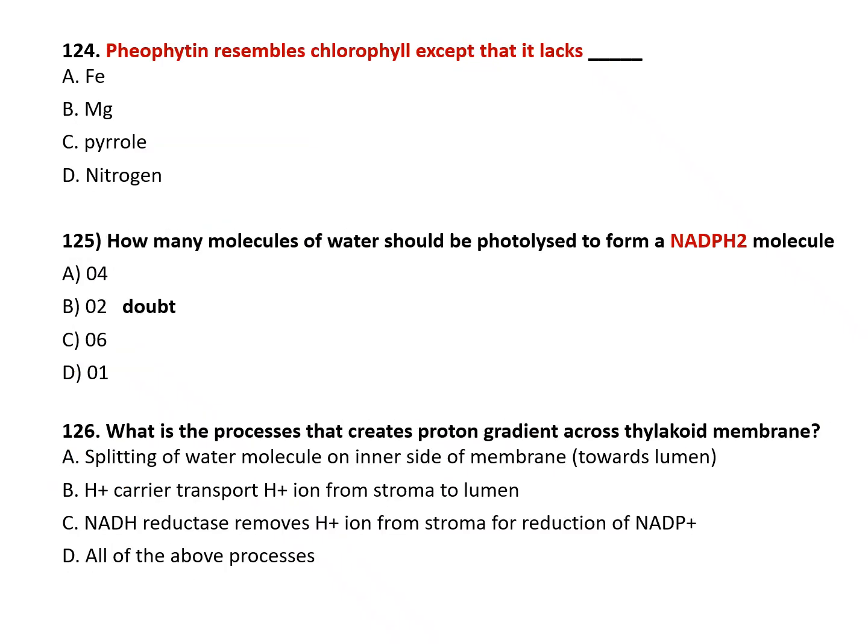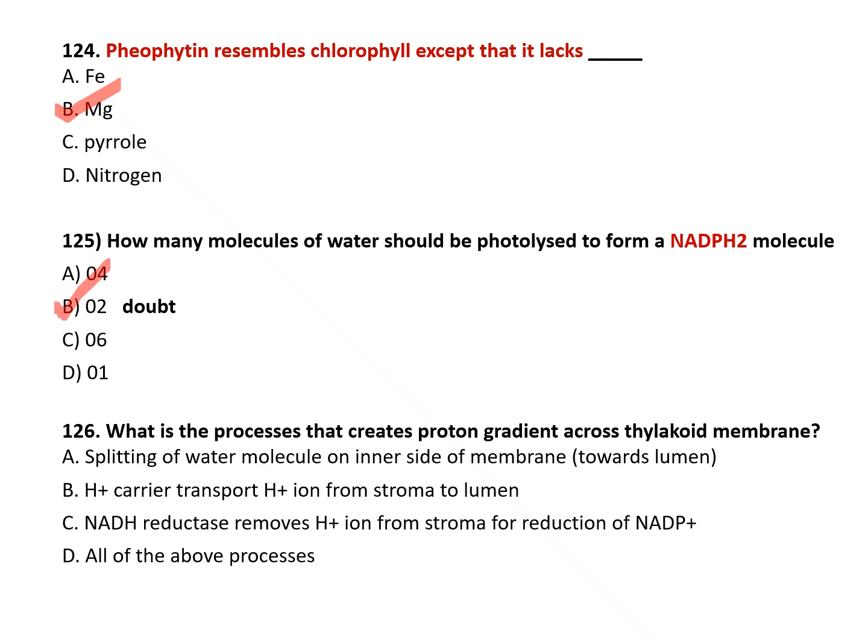The next question, number 124. Pheophytin resembles chlorophyll except that it lacks dash. Option A, iron; option B, magnesium; option C, pyrrole; option D, nitrogen. The correct answer is option B, magnesium. The next question, number 125. How many molecules of water should be photolyzed to form a NADPH2 molecule? Option A, 4; option B, 2; option C, 6; option D, 1. The correct answer is option B, 2.